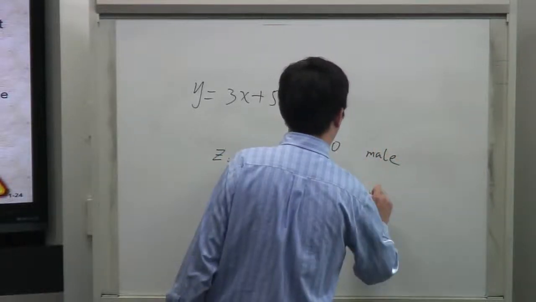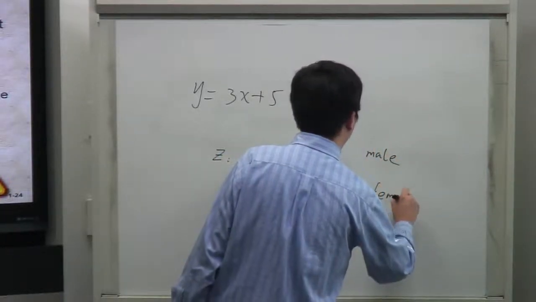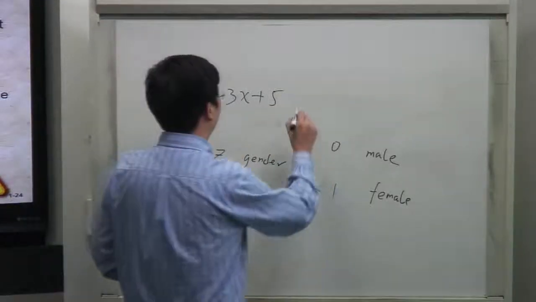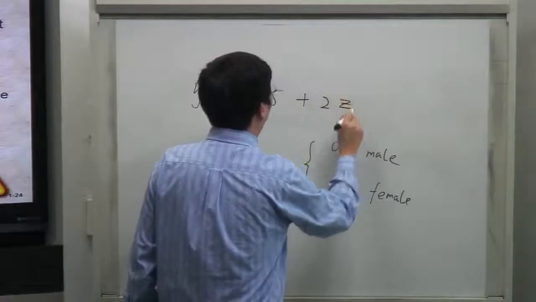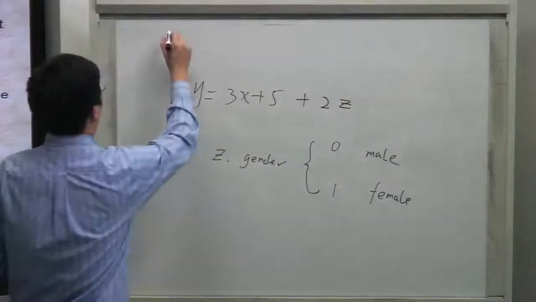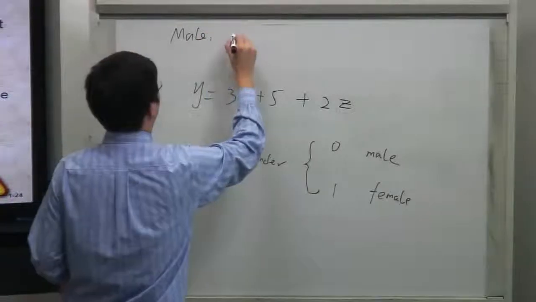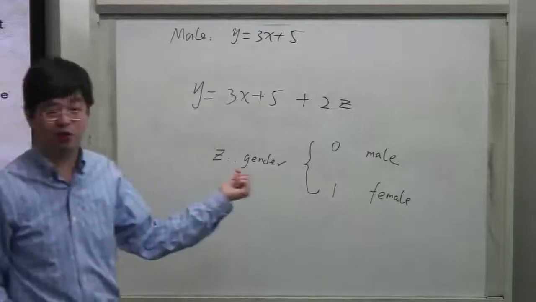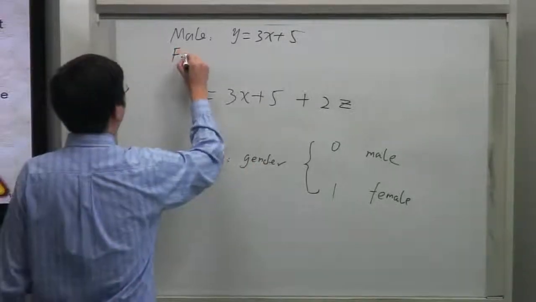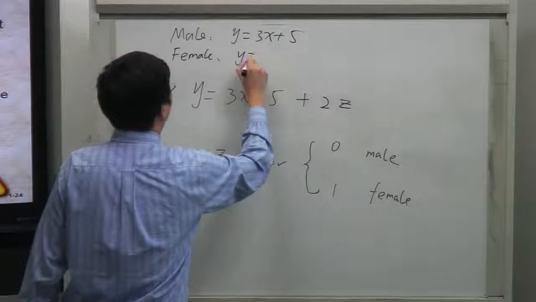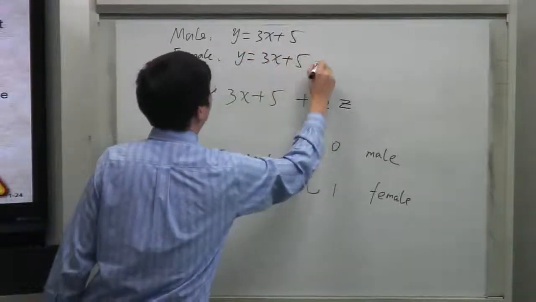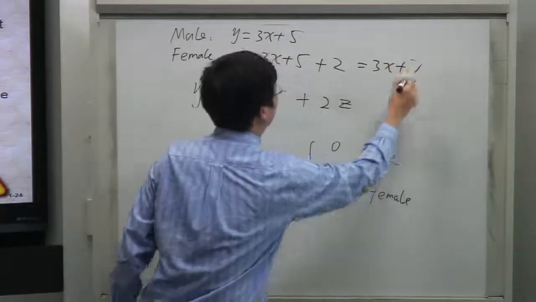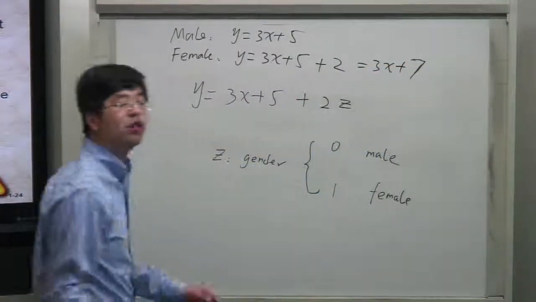This person is a male. Female, Z equal to 1. Then in fact, you have two different linear regression models. For male, when Z equals 0, your demand for shoes is 3x plus 5. For female, it's 3x plus 5 plus 2 when Z equals 1, which in fact is 3x plus 7. So demand for shoes for female is higher than male.